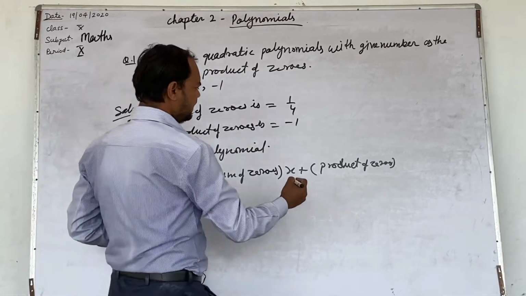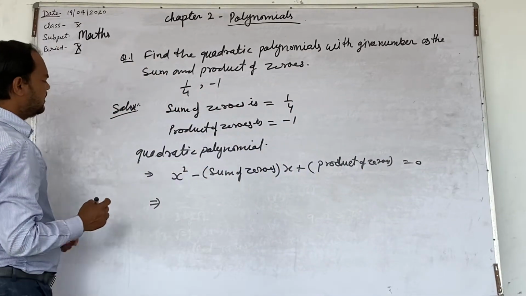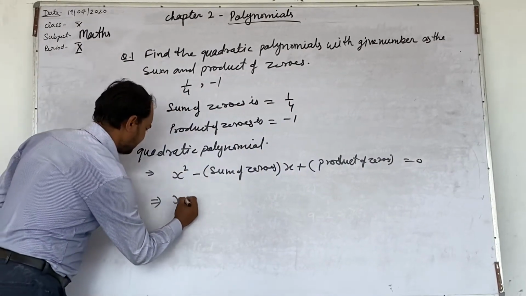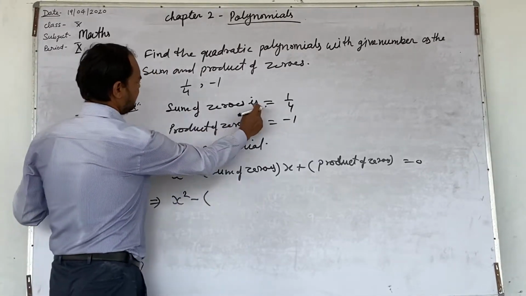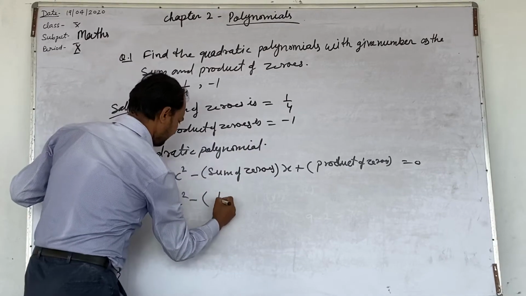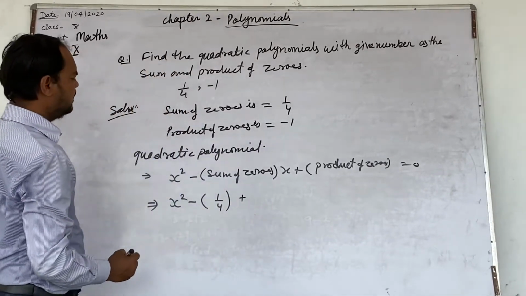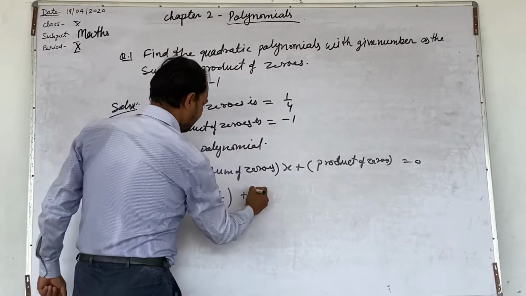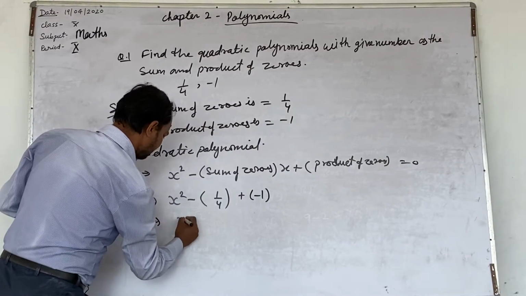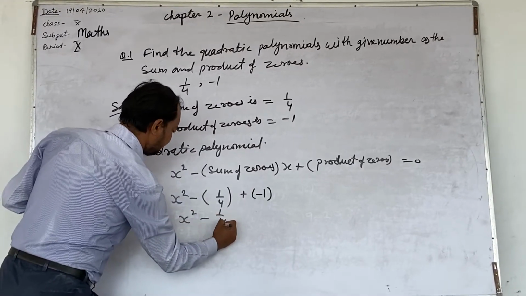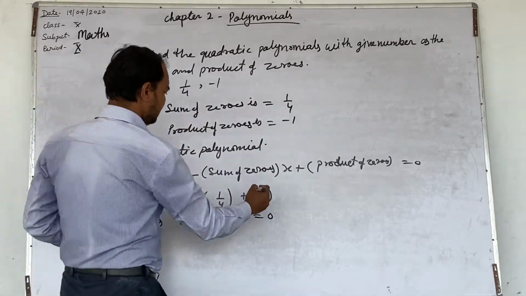You can also write 0 here, after all we can add 0 at last. So x square is x square, minus is minus, sum of zeros. What is the sum of zeros? Sum of zeros is 1 upon 4, plus product of zeros. What is the product of zeros? It is minus 1. Now you get x square minus 1 by 4 x minus 1 equal to 0.